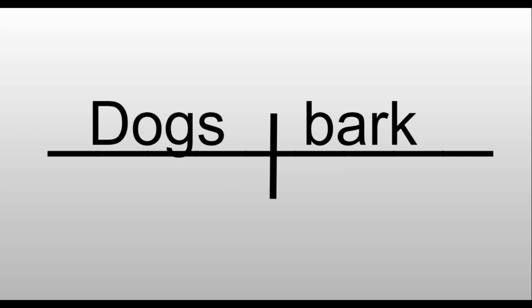Okay, so when we diagram it, the first word we put on the line is the noun, or the subject of the sentence. So in this case, the subject is dogs. And then the second word we put is the verb, which is the action part. So we have dogs bark, and this is how it should look when it's diagrammed. We have the horizontal line, and then we have the vertical line separating the subject from the verb, or the noun from the verb.